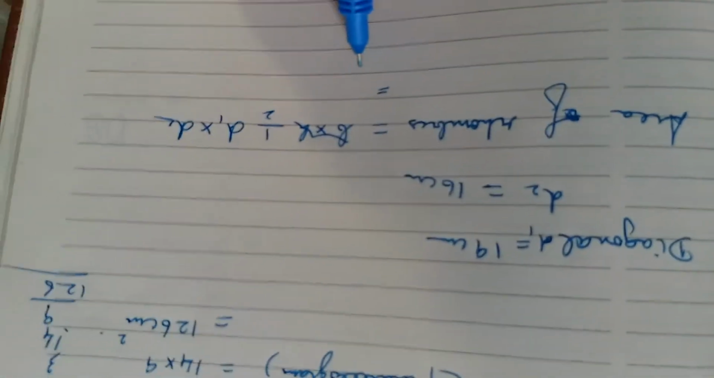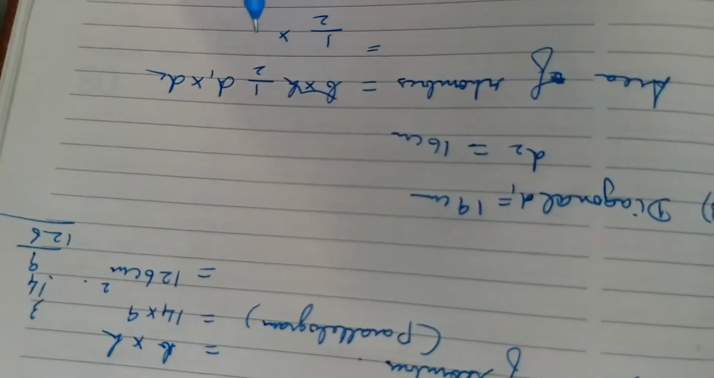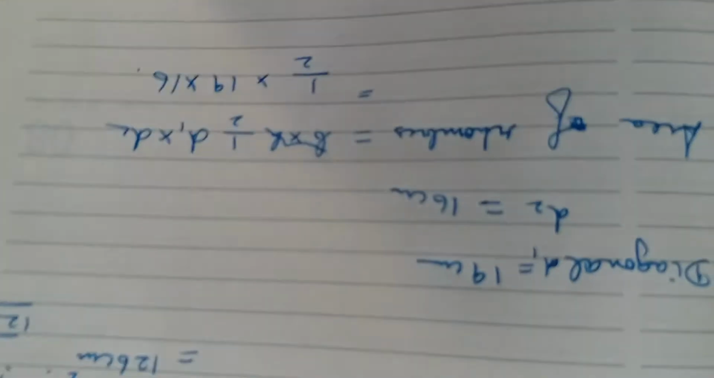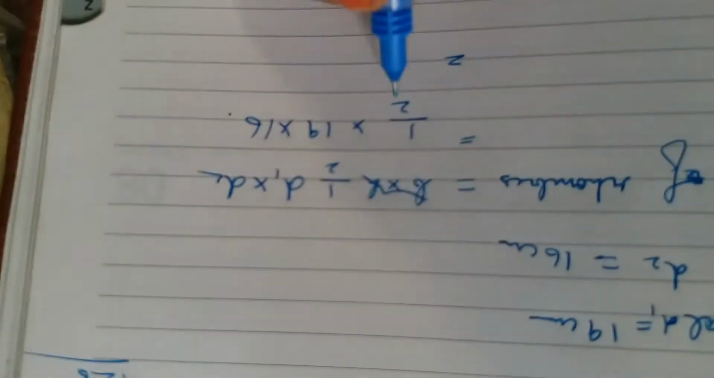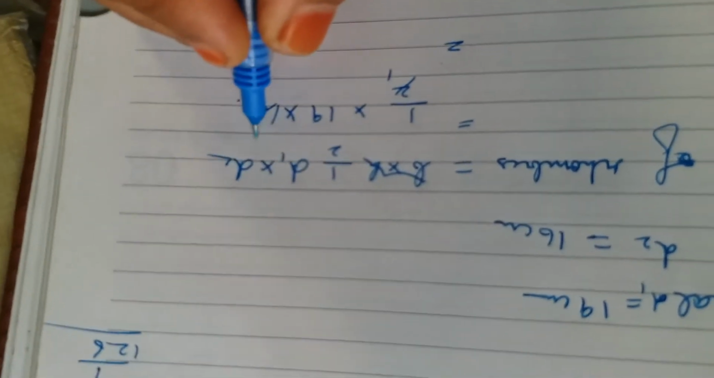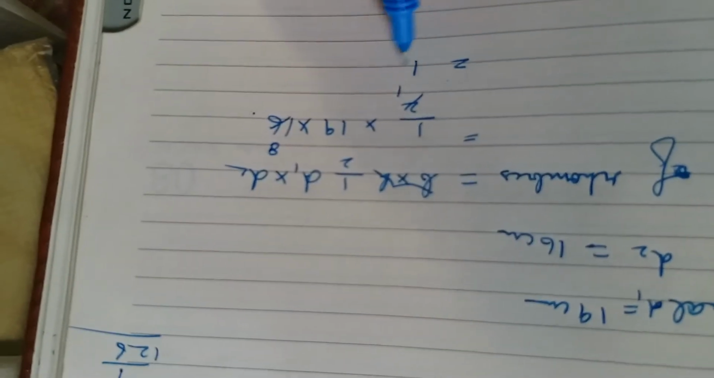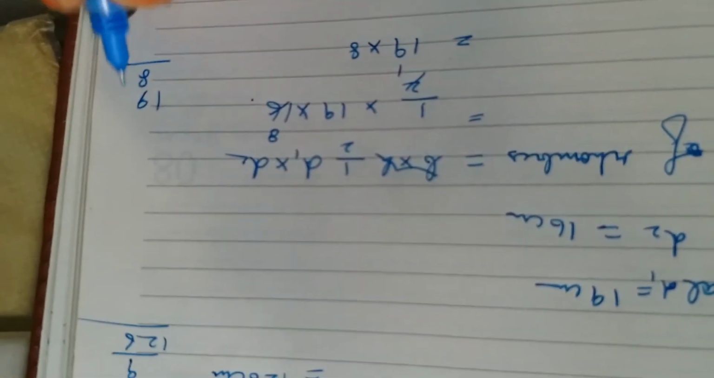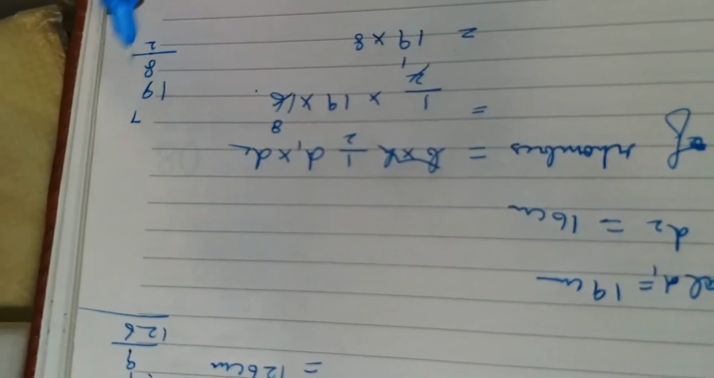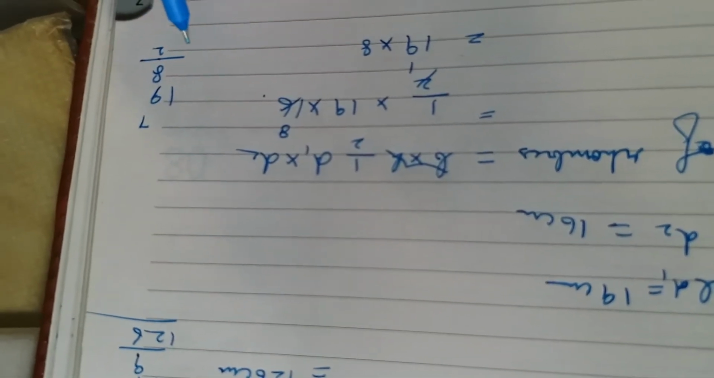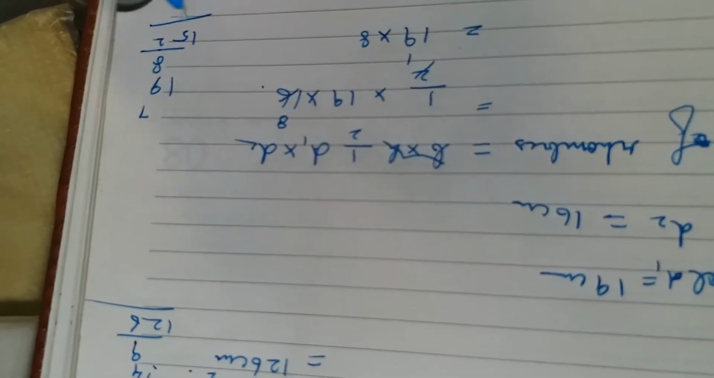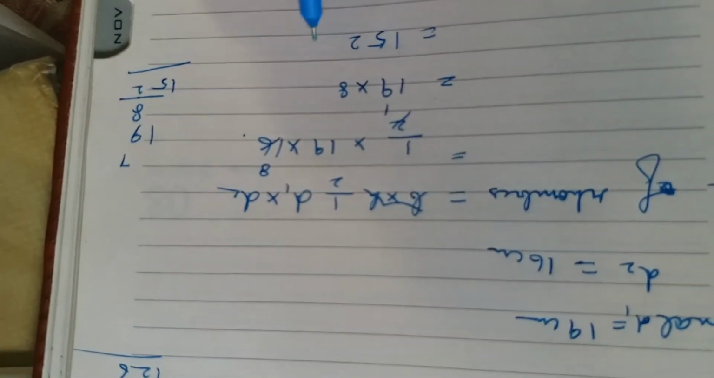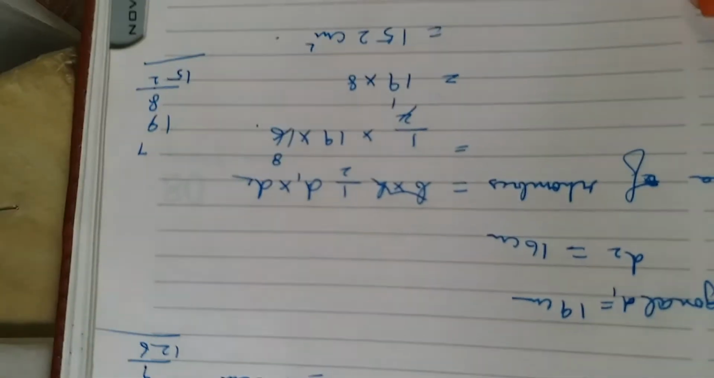Here diagonals are given, so you will use that formula. So half into 19 into 16. Cancel 2 and 16: this is 1 time, this is 8 times. So you will multiply 19 into 8. I will write the multiplication here. 9 8s are 72. 1 8 is 8 plus 7 is 15. So the value is 152 centimeter square. So this is your area of a rhombus.